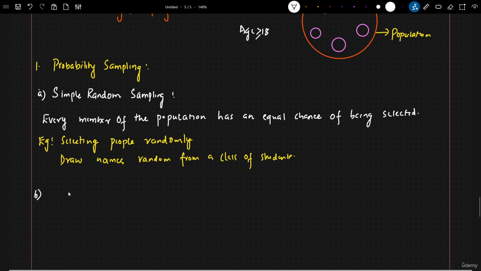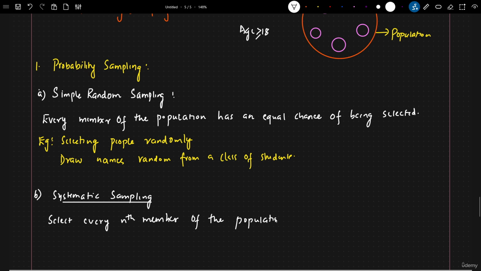The second sampling technique is called systematic sampling. Now let's talk about what exactly systematic sampling is. In systematic sampling, you can see that we select every nth member of the population after a random starting point.